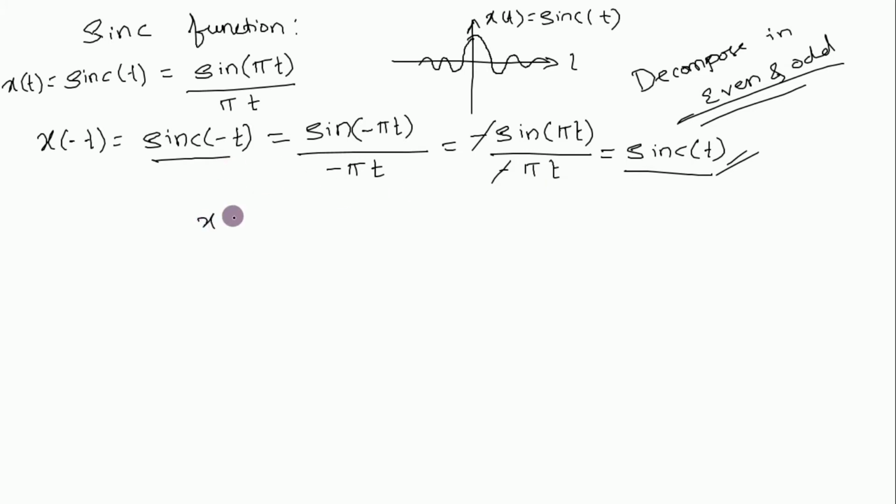So in this case, I can write x of t is equal to x of minus t. This condition resembles the condition of an even signal. Hence, this is an even signal. The whole sinc of t is an even signal.